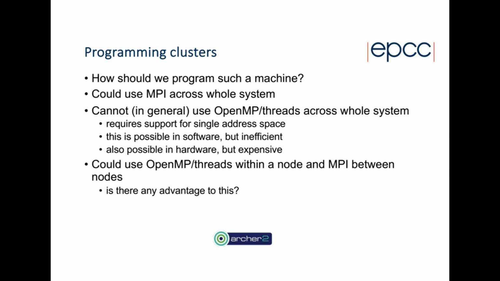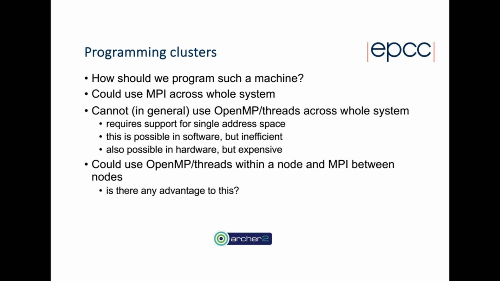So the question is, how should we program machines like this? Well, it's clearly perfectly possible just to use MPI across the whole system. So just run essentially one MPI process per core on every node, and the MPI libraries are set up so that they have efficient means of communicating between processes on the same node via the shared memory. So what's the problem?